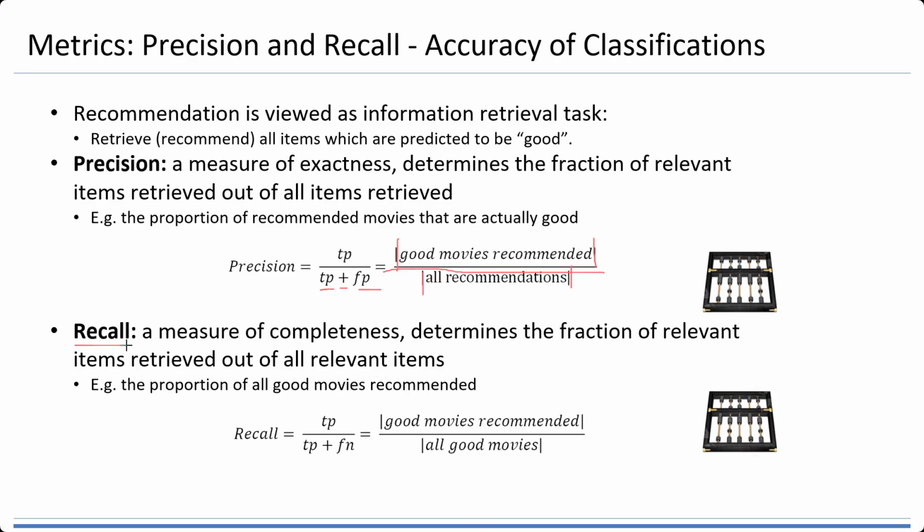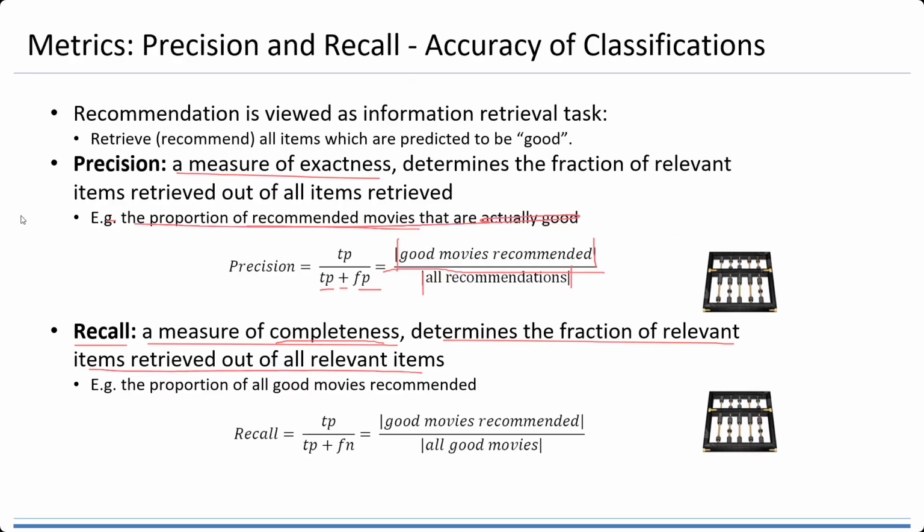Recall, meanwhile, is a measure of completeness. So this one is a measure of exactness, and this is completeness. It determines the fraction of relevant items retrieved out of all relevant items. This expression is the proportion of recommended movies that are actually good. So the movie is good and it is recommended.